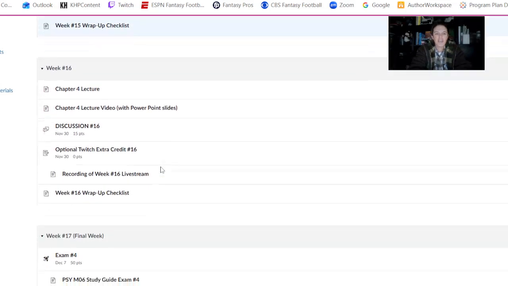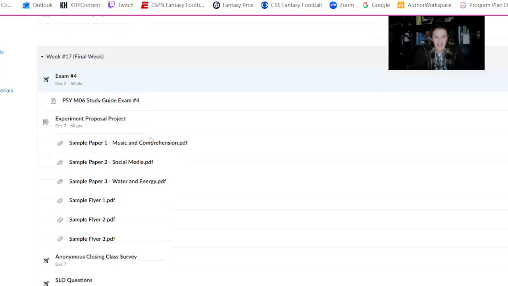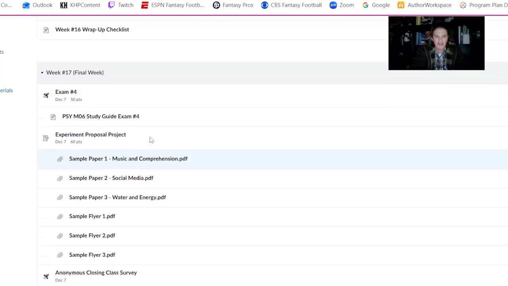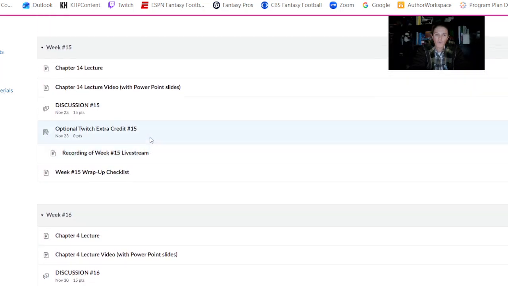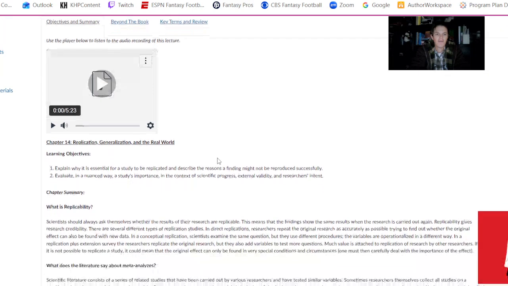We have this week and next week with content, and then our last week is just the exam and the paper and that kind of stuff. So for week number 15, we're looking at chapter 14 of the textbook. And as always, you want to do 3 things, right? Read the chapter in the book, read through the lecture, and watch the lecture video. So when you click on the lecture for chapter 14, it'll bring up this little thing here.